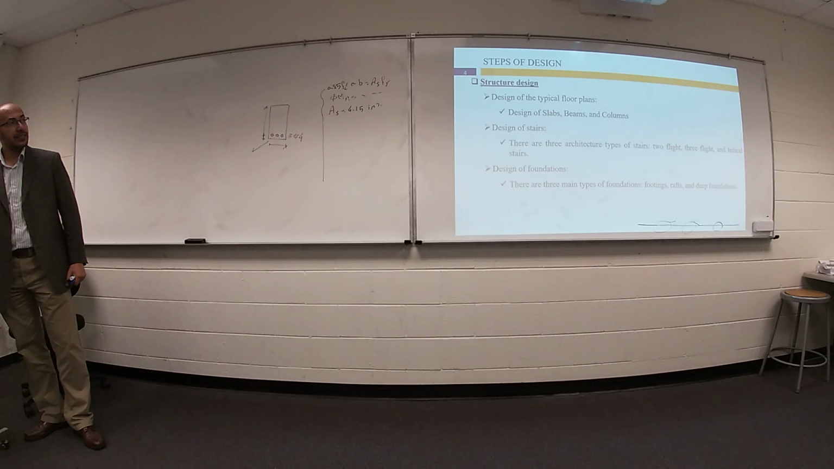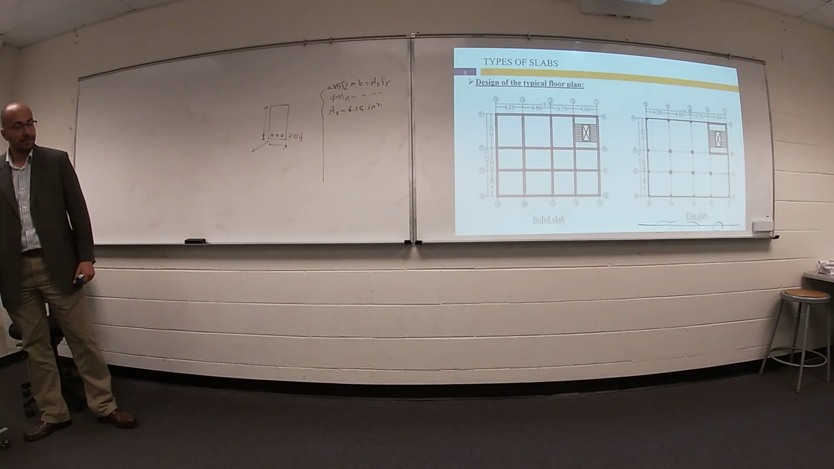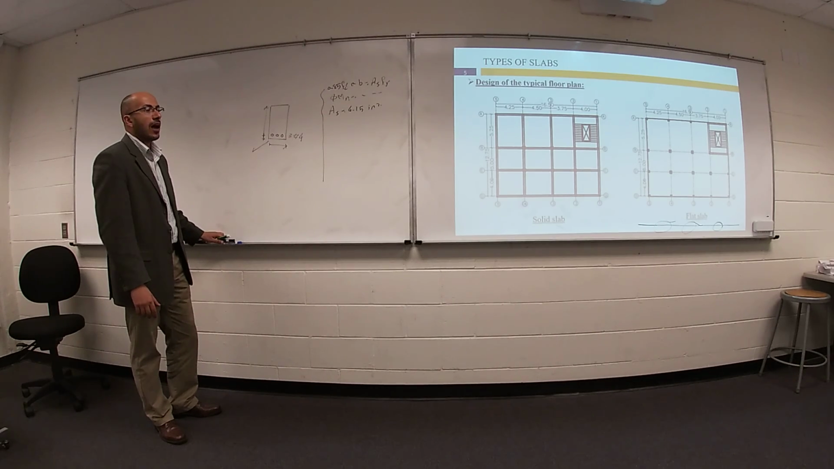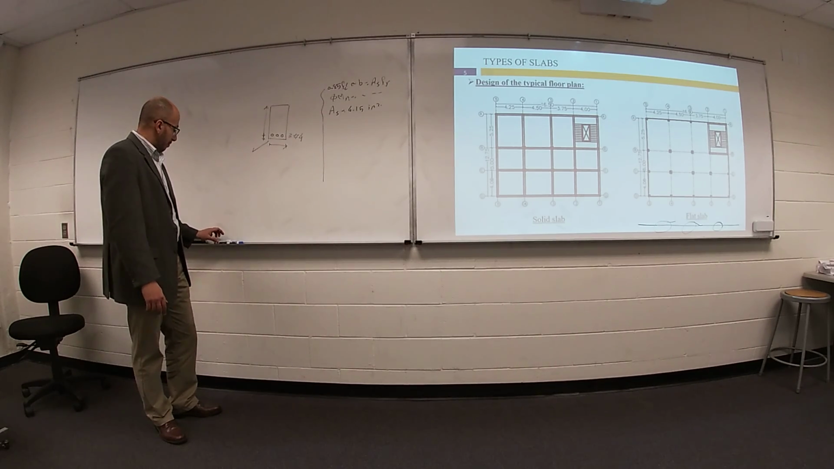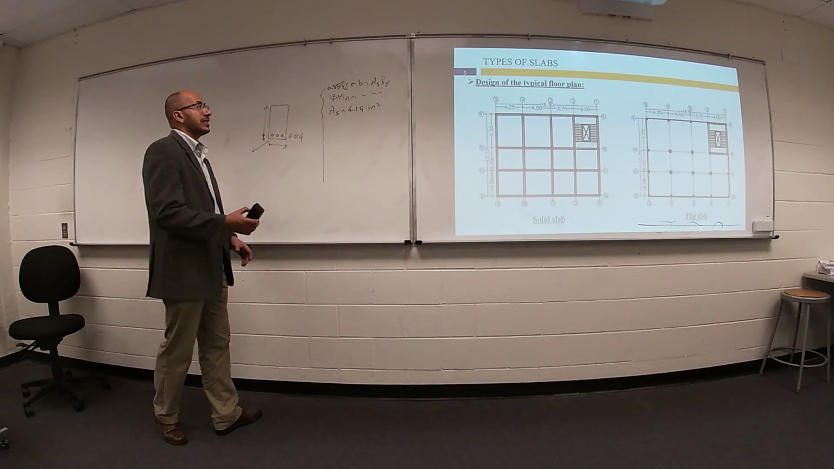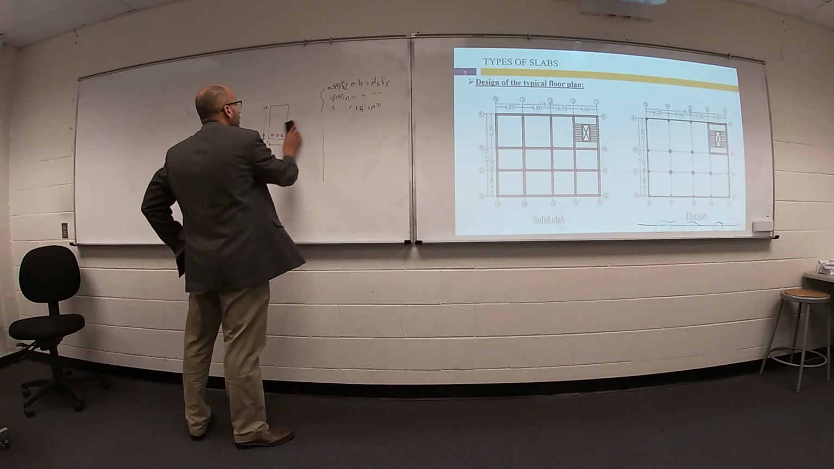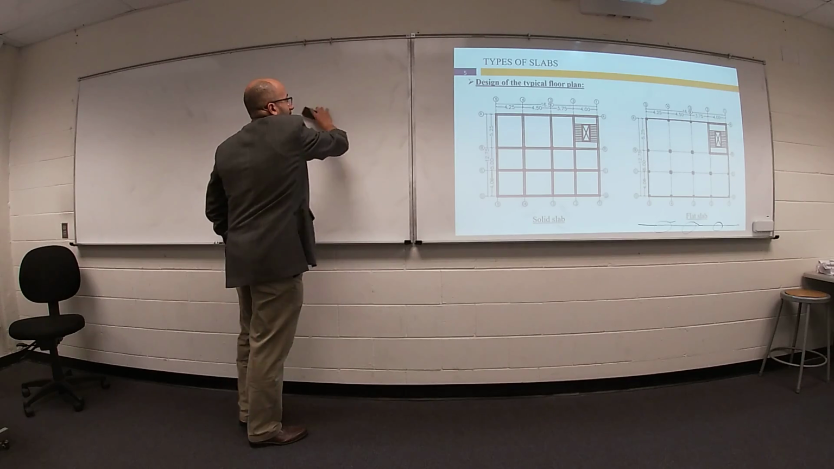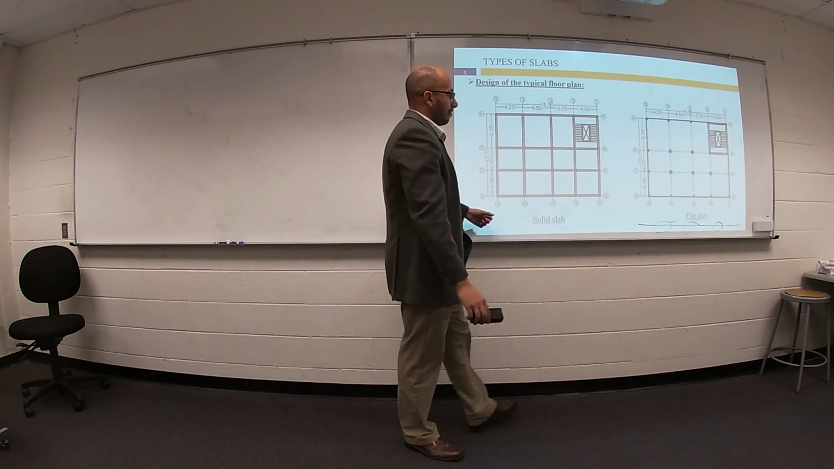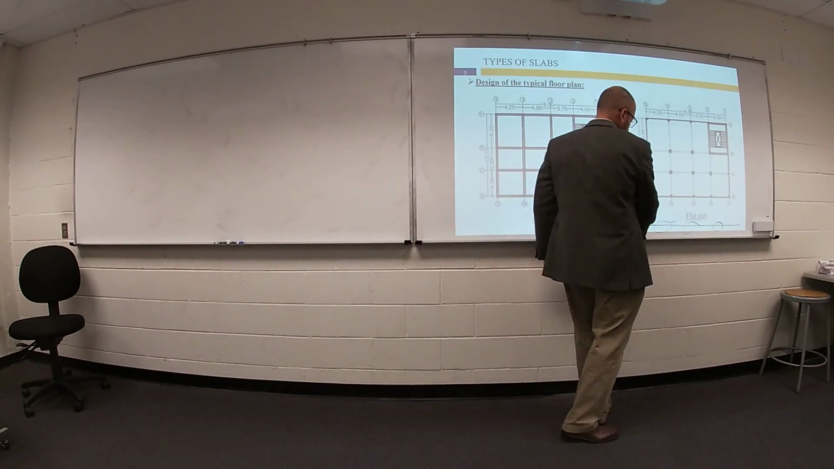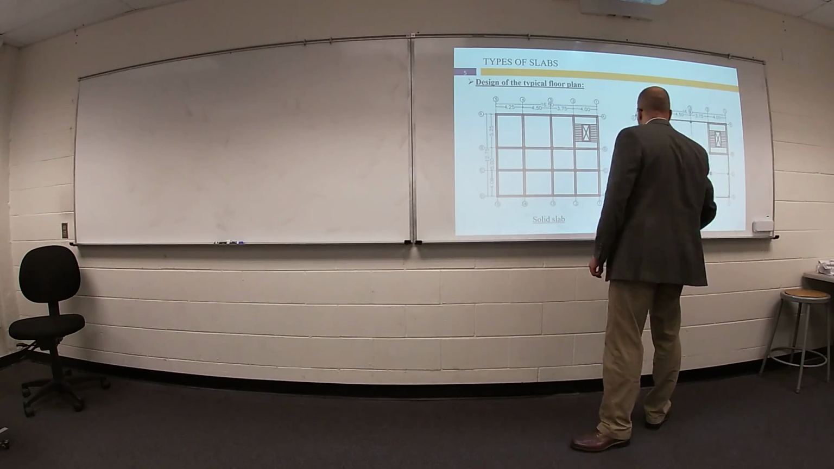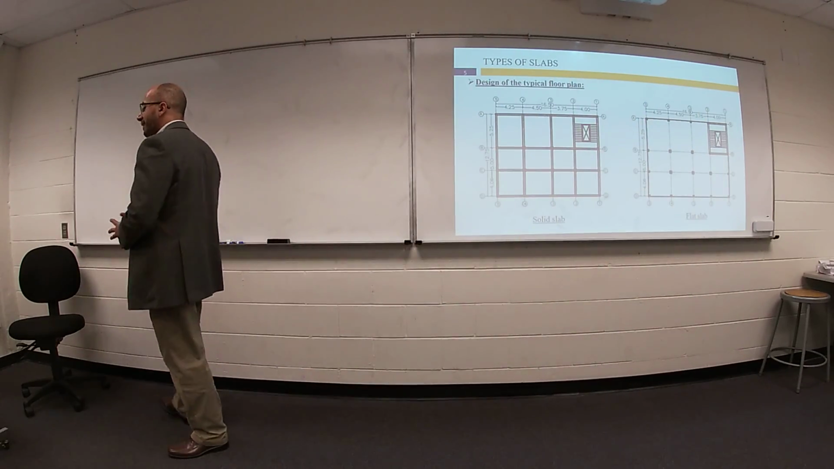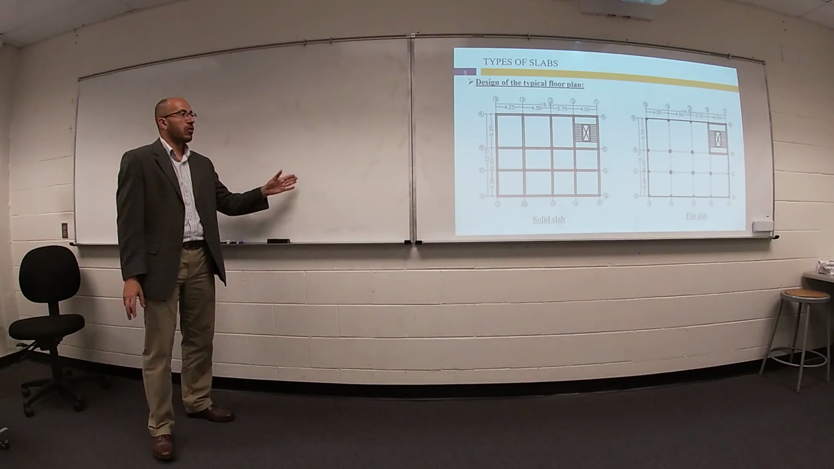Let's start with the first one, slabs. Actually, we have many different types of slab. But the most common types of slabs are these two types. What is the difference between the two? This one is called solid slab. This one is called flat slab. What is the main difference between both of them?